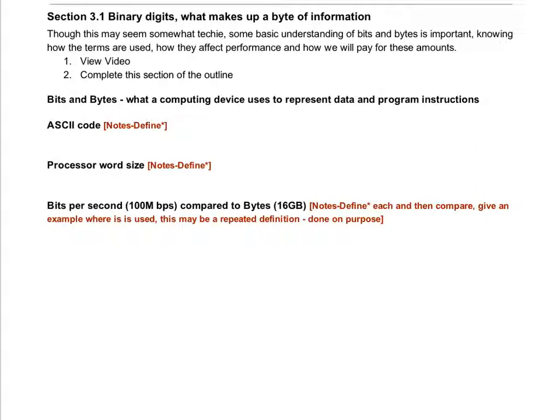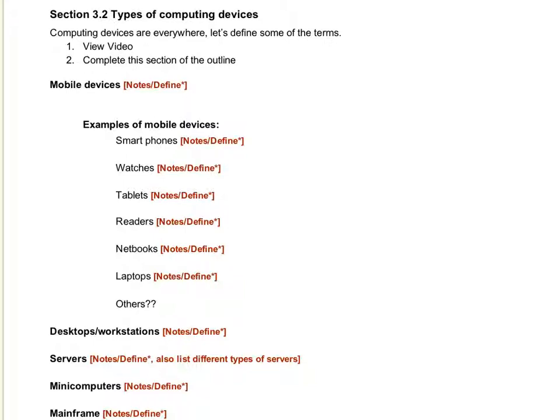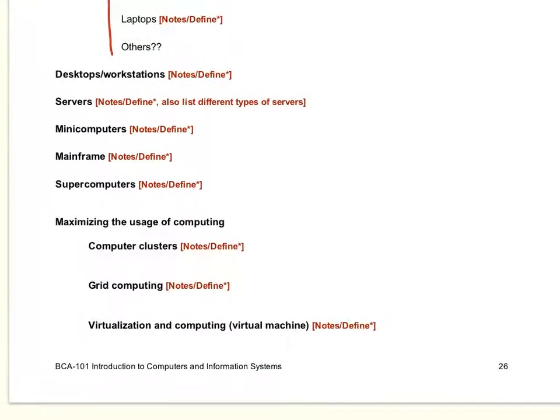We talked already about the ASCII code representing text. We talked about bits and bytes, and you should be able to now use those correctly. Okay? Here are all the devices we talked about, and then we also referred to all of these devices also.